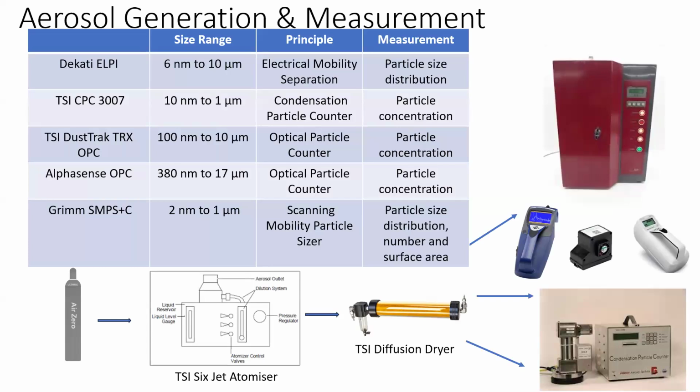Most of you will know these instruments, such as the Decati LP, CPC, the Stryck TRX, Alphasense OPCs, and the SMPS. These have different size ranges, as you can see from this table, and the principle and the measurement are a bit different. For example, the Decati LP gives particle size distribution, and the CPC gives particle concentration.